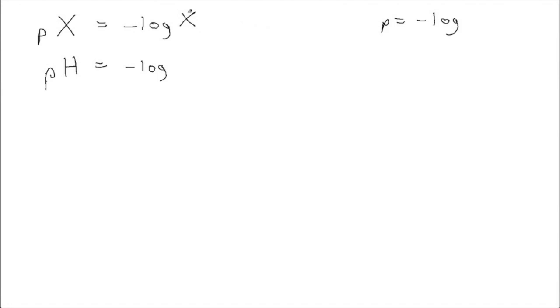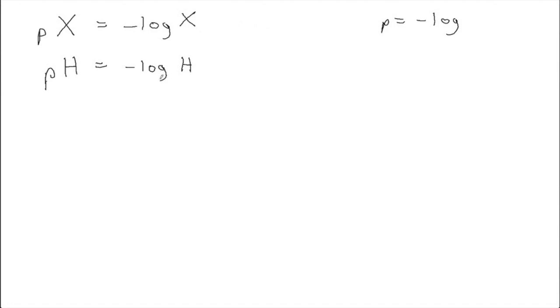But we really don't have to mention the base because it's taken for granted that the base is 10 when we're working in biochemistry. All right, well, what I was hoping that you would do here is apply the rule that we just talked about. So if the P of X is the negative log of X, then the P of H should be the negative log of H.